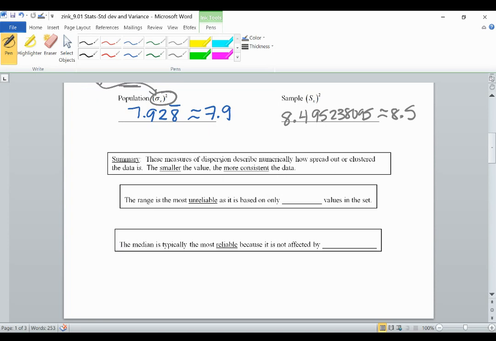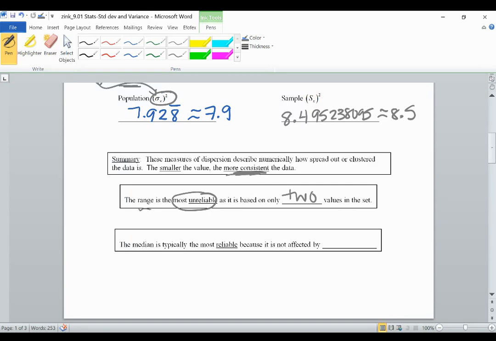So in summary, the measures of dispersion describe numerically how spread out or clustered your data is. The smaller the value, it means the closer the data is together, the more consistent it is. The most unreliable is the range, and that's because it's based on only two values in the set. And one of those values is your max, and the other is your min.